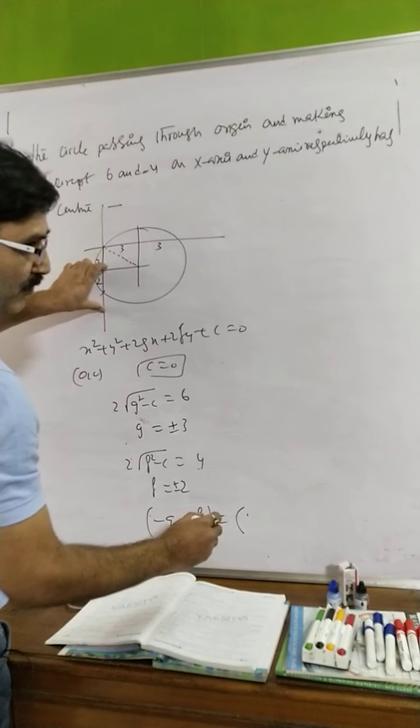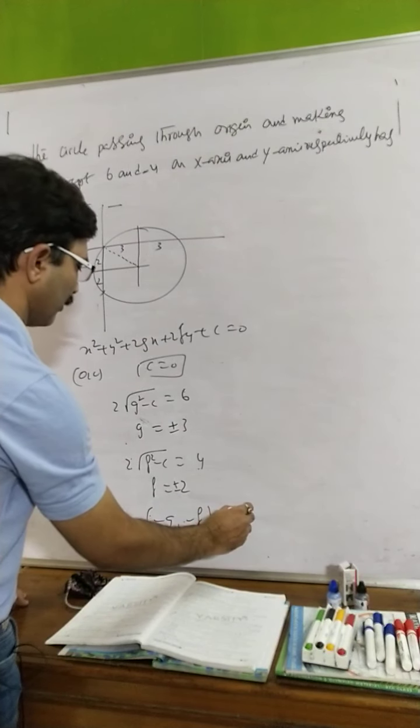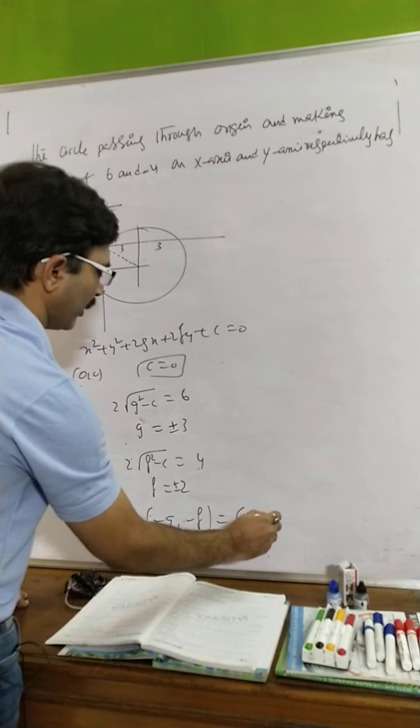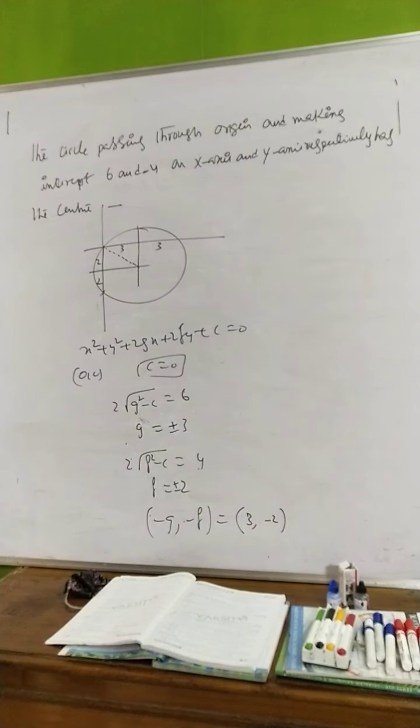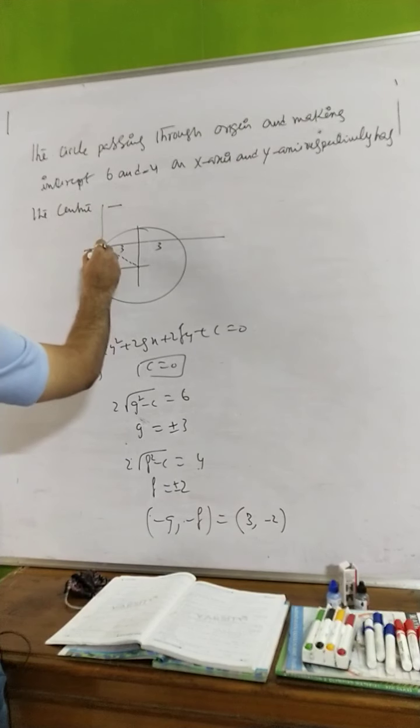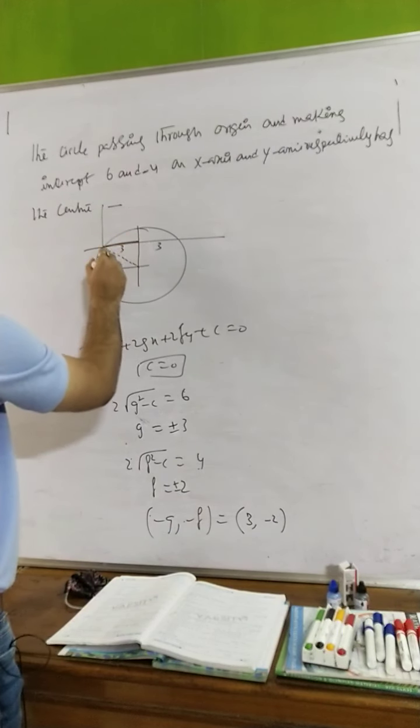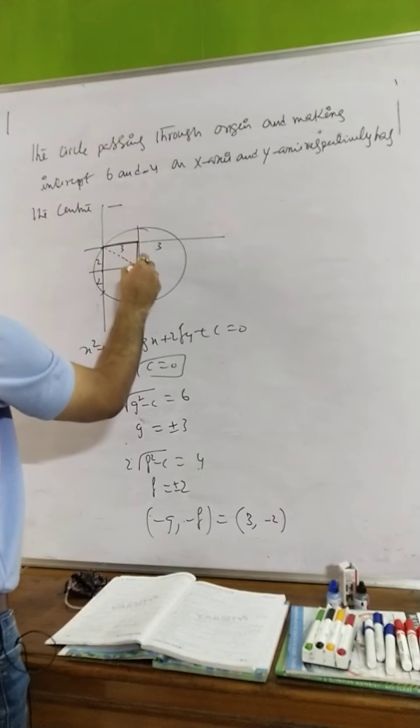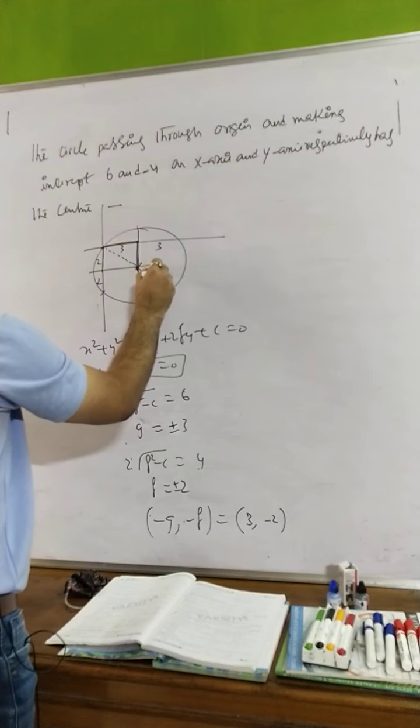See here, this is in the 4th quadrant. In the 4th quadrant, X is positive, and Y is negative. So 3 comma minus 2 you can take. Need not worry, sir. This length is 3, very simple. This length is 2. So 3 comma minus 2 you can write.